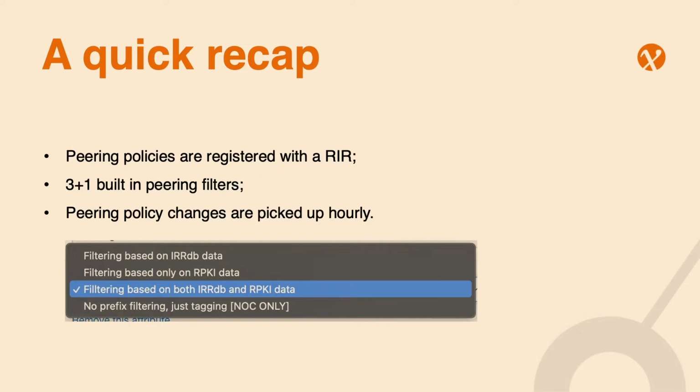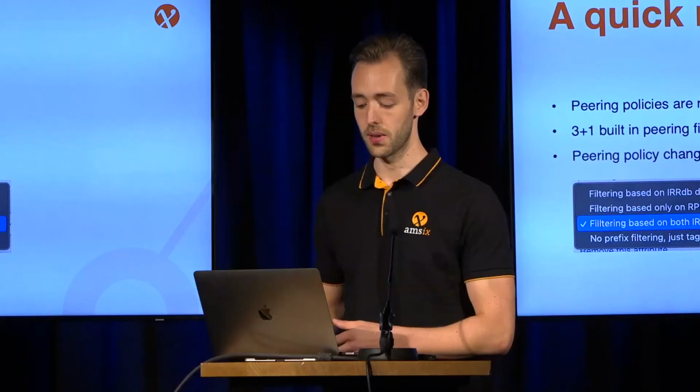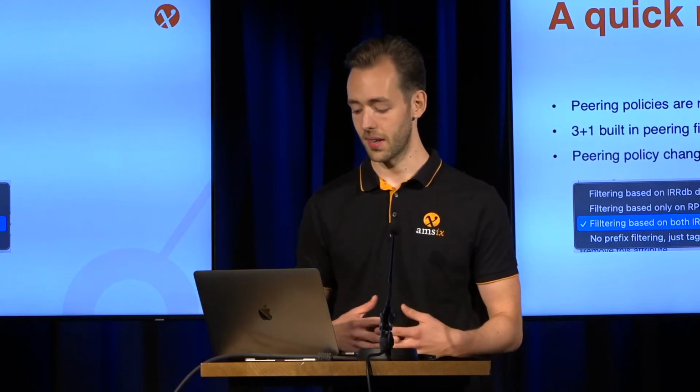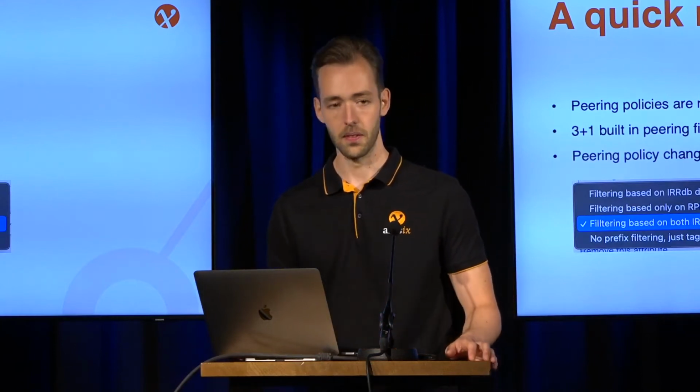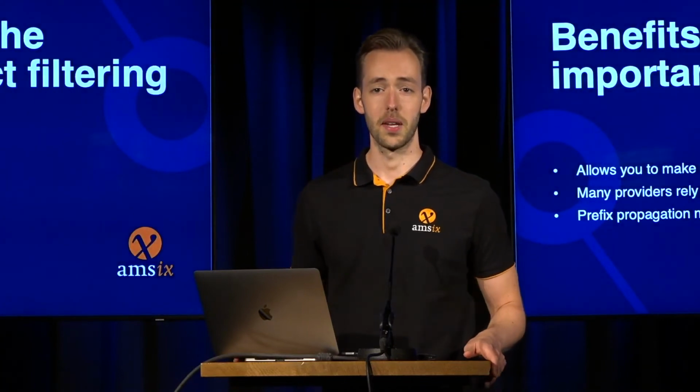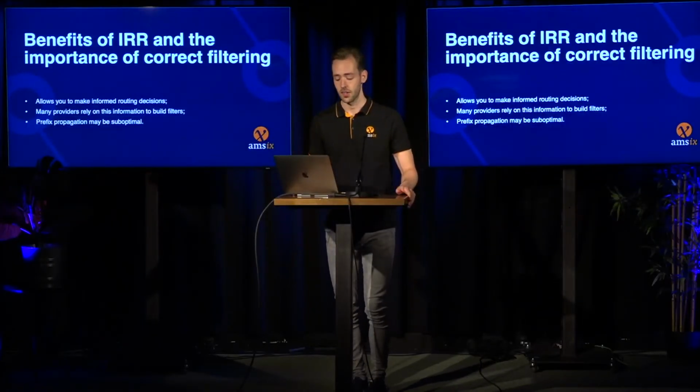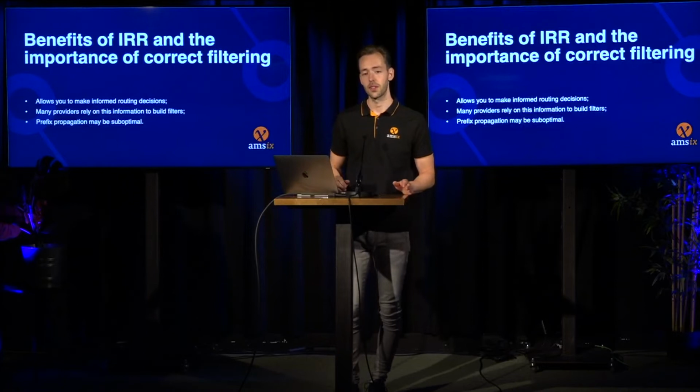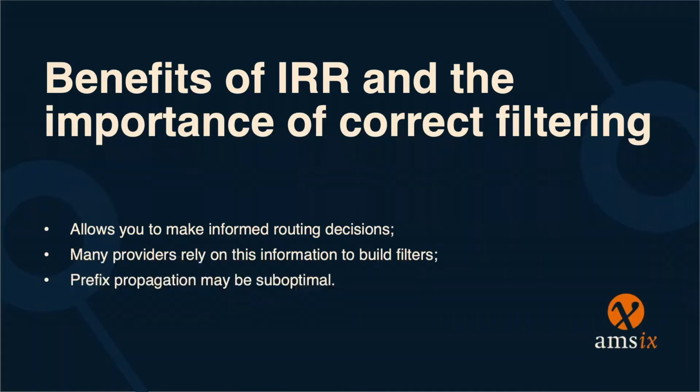We're going to look at IRRDB filtering, which is updated on an hourly basis by our route servers, who perform reverse queries against the route database to maintain the latest policy changes. Looking at the benefits of the Internet Routing Registry, it allows you to make informed routing decisions and is a granular approach while maintaining an administrative overview. Please note that many providers also make use of these objects, such as Internet exchange points, but also transit providers.